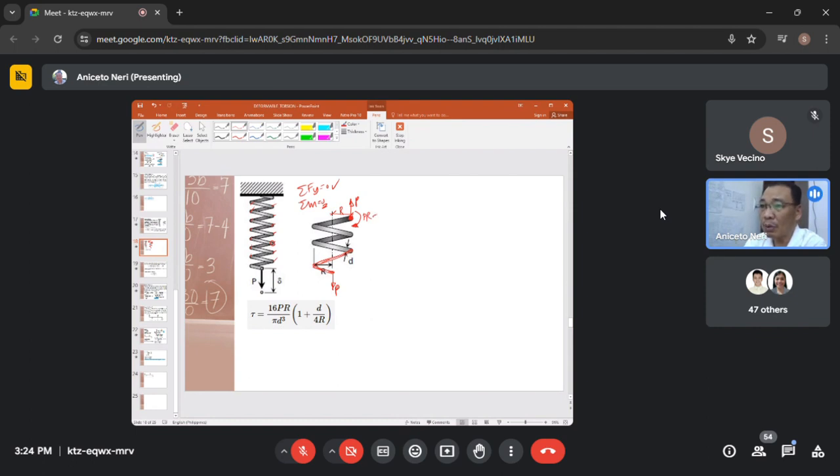Oh, mao ni yung torque. Kay dili, actually, dili mo sa ginyo moment ko. Twisting mo na. Twisting. So, mao ni yung torque.